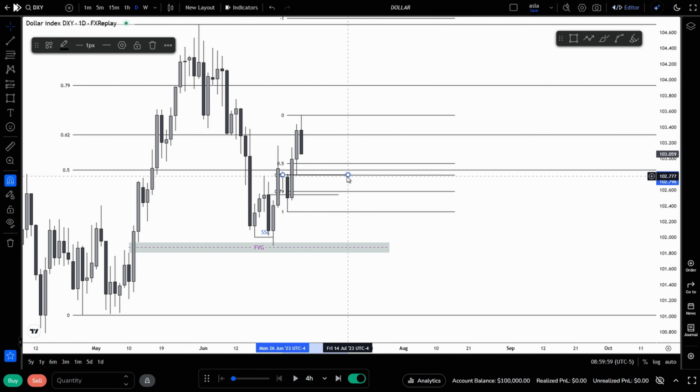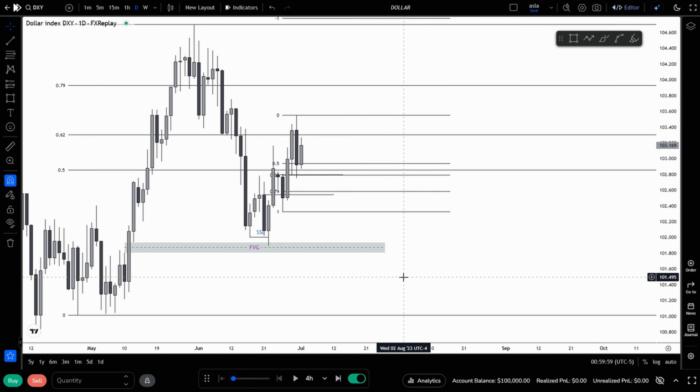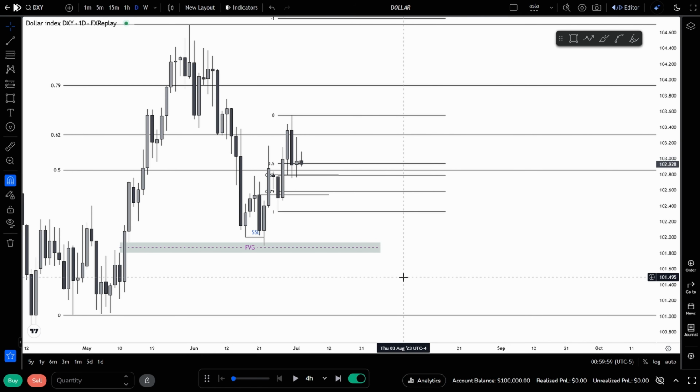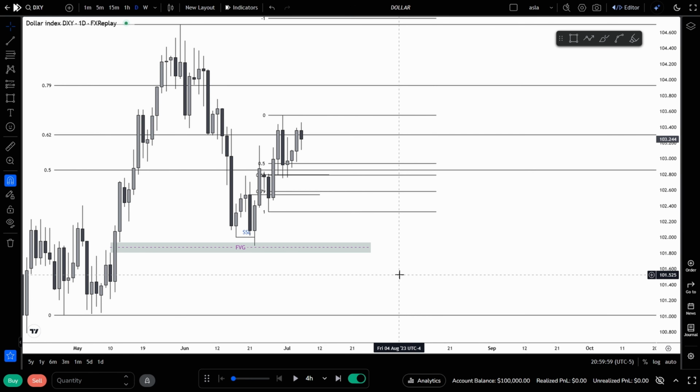Looking left, do we have a PD array in discount? Yes, we have an order block sitting in discount. That becomes our next area of interest. As price retraces, it trades into that discounted order block and respects the opening price of that candle. From there, we expand higher again.